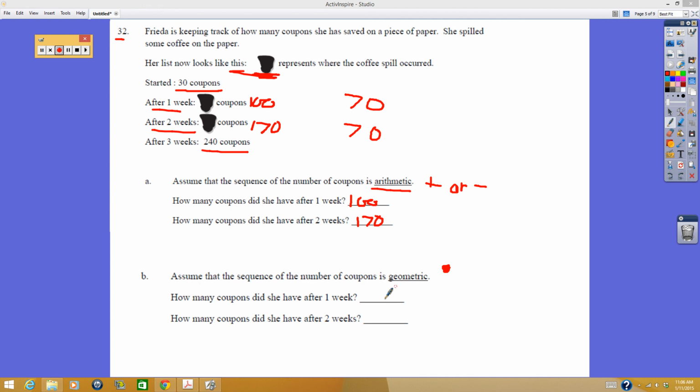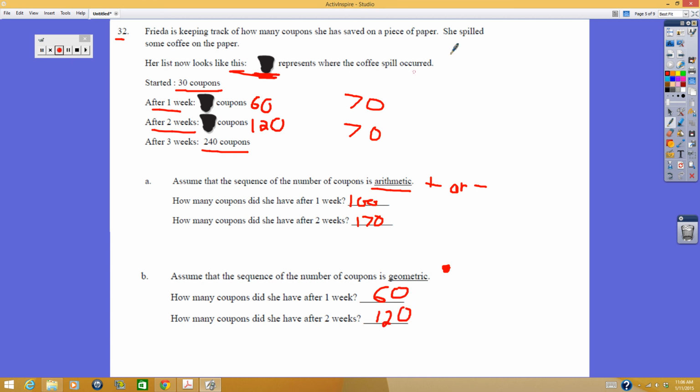Alright, now for the bottom one for geometric, you need to figure out what number they're multiplying by to get from 30 to 240. If you're multiplying by 1, you know that's not going to do anything. If you multiply by 2, which would be the next number up, 30 times 2 would give you 60. 60 times 2 would give you 120. And 120 times 2 gives you 240. So that is the next one.